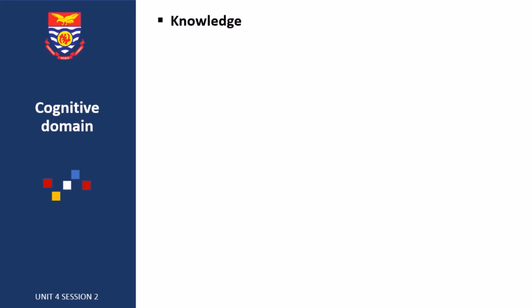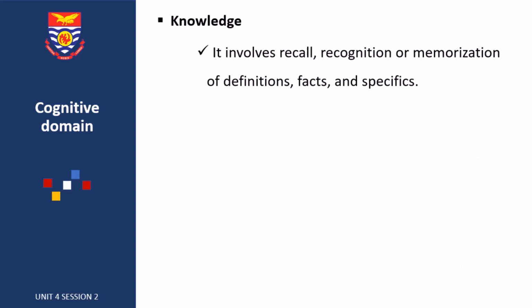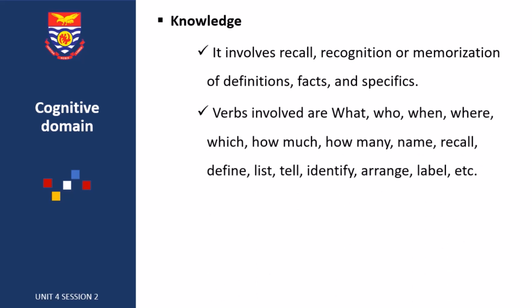So let's look at the knowledge level. It is at the base of Bloom's classification, where we may have a lot of learners operating. At this level, we expect students to recall, recognize, and memorize definitions, facts, and specifics. If you are stating objectives to reflect this level, then you may have an example as: by the end of the lesson, the student will be able to identify, arrange, define, list, tell, recall, etc.